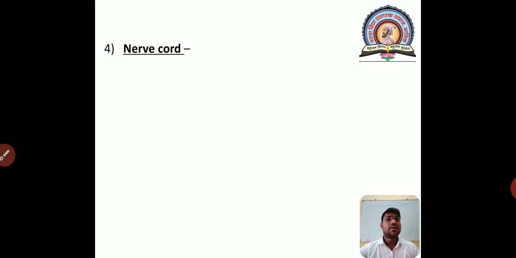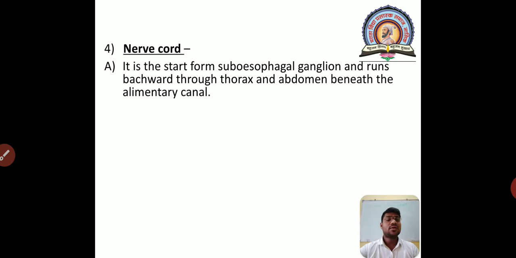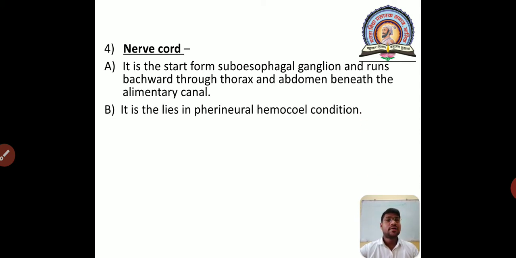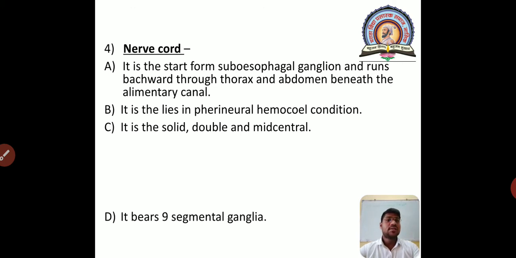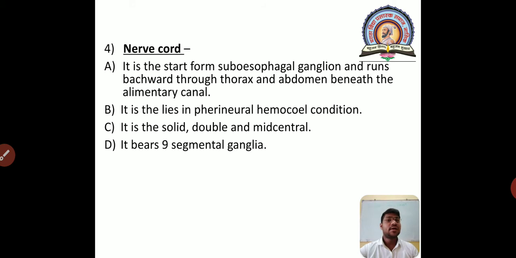Then the nerve cord. What is the nerve cord? The nerve cord starts from the subesophageal ganglion and runs backward through the thorax and abdomen beneath the alimentary canal. It lies in the peripheral hemocoel. It is solid, double and midventral. The midventral cord bears 9 segmental ganglia and lies in the hemocoel.